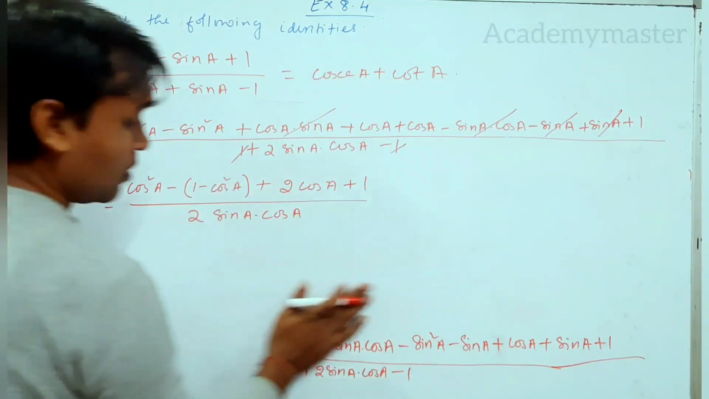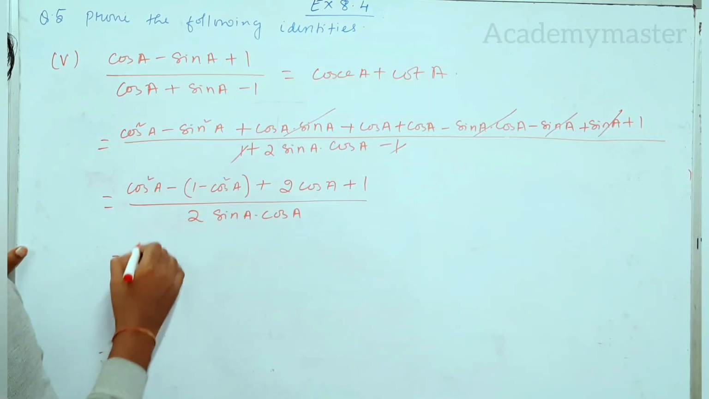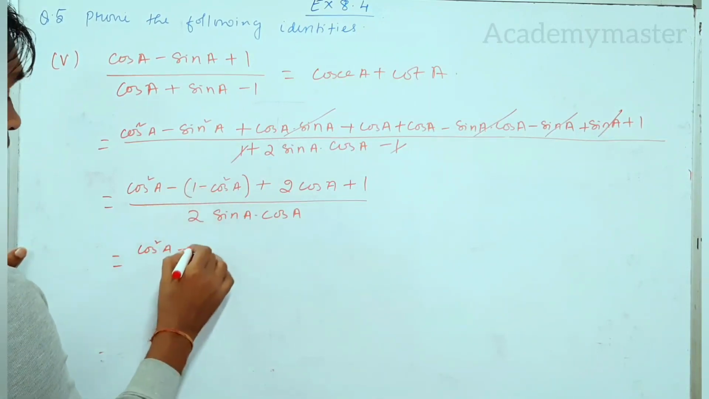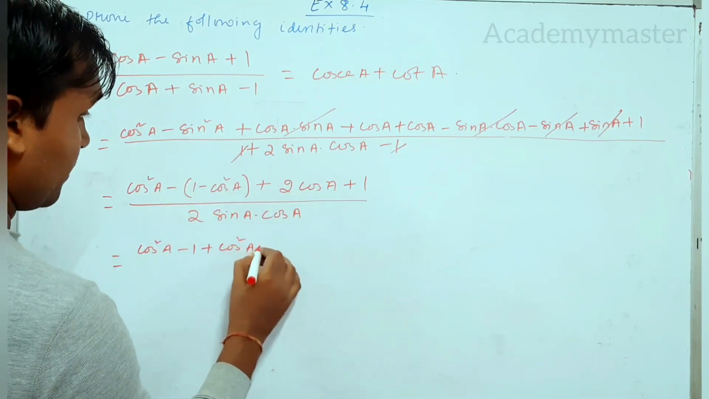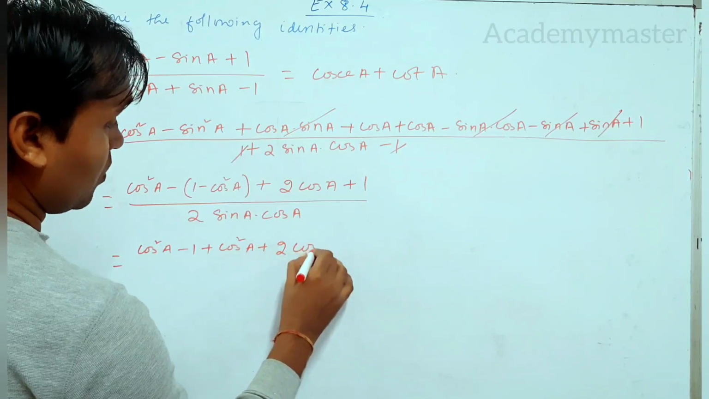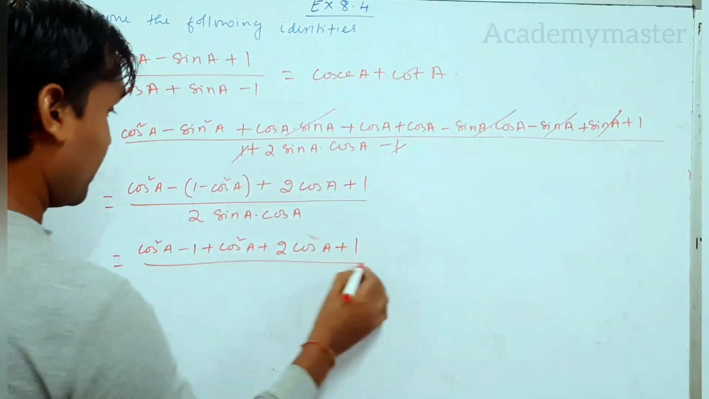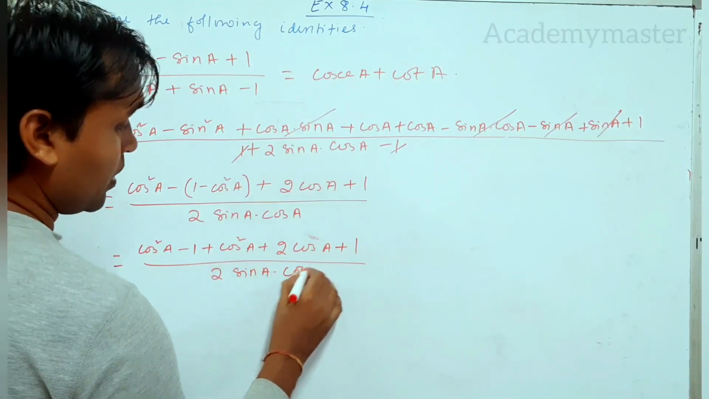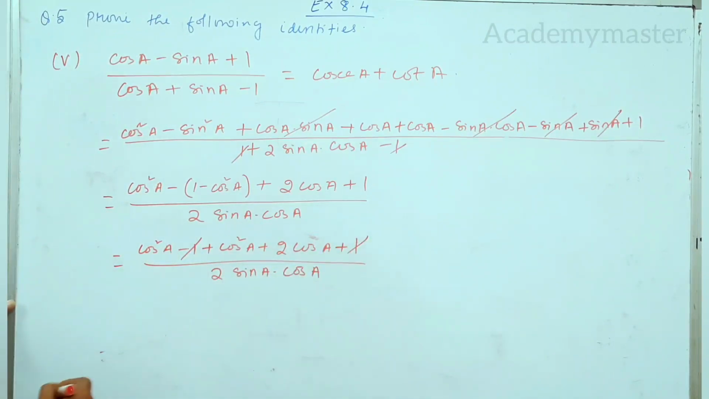Okay. So we will write here cos square A. This one you multiply with minus, so it will be minus into minus, plus, cos square A plus 2 cos A plus 1 divided by 2 sine A into cos A. So see here, minus 1 and this plus 1 cancel.